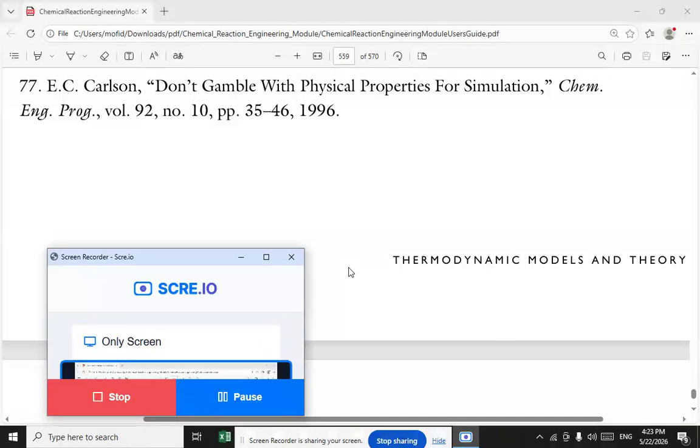Today is 22nd of May 2026. Time is 4:23 p.m.